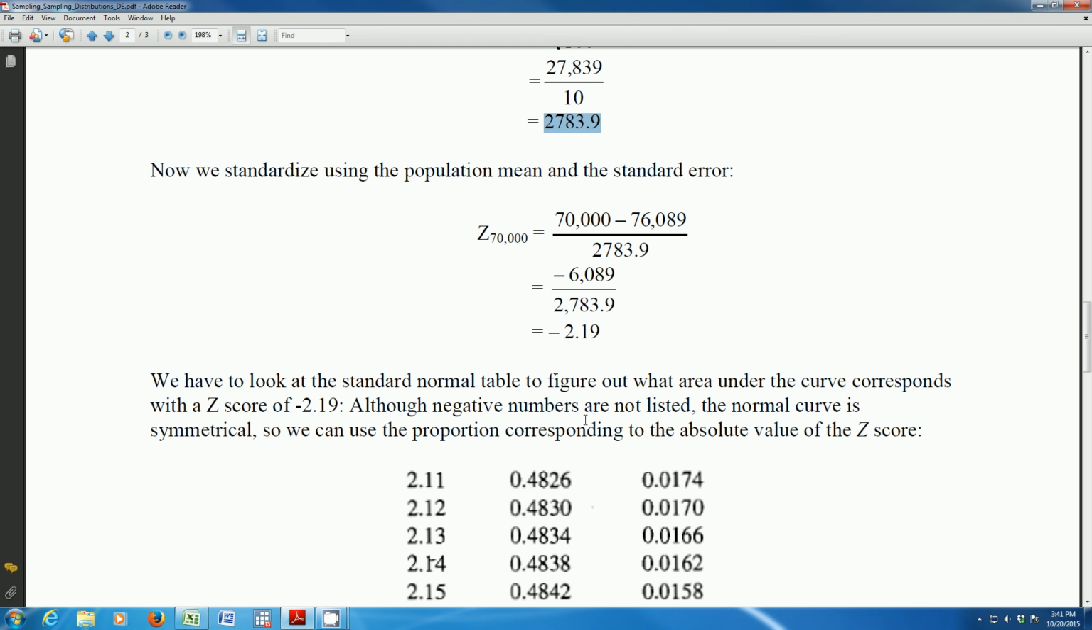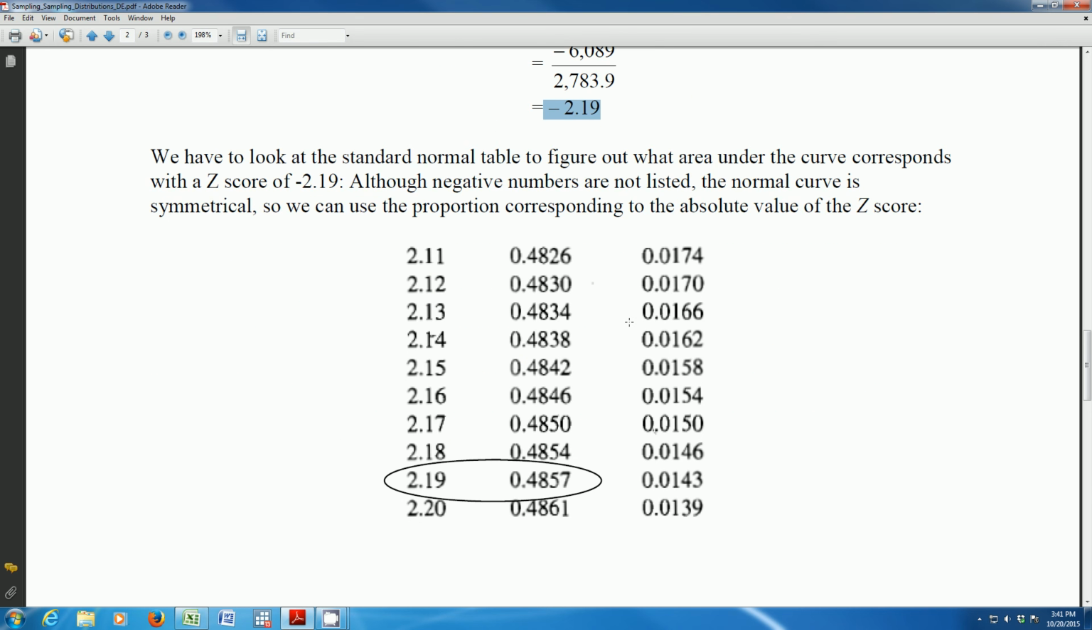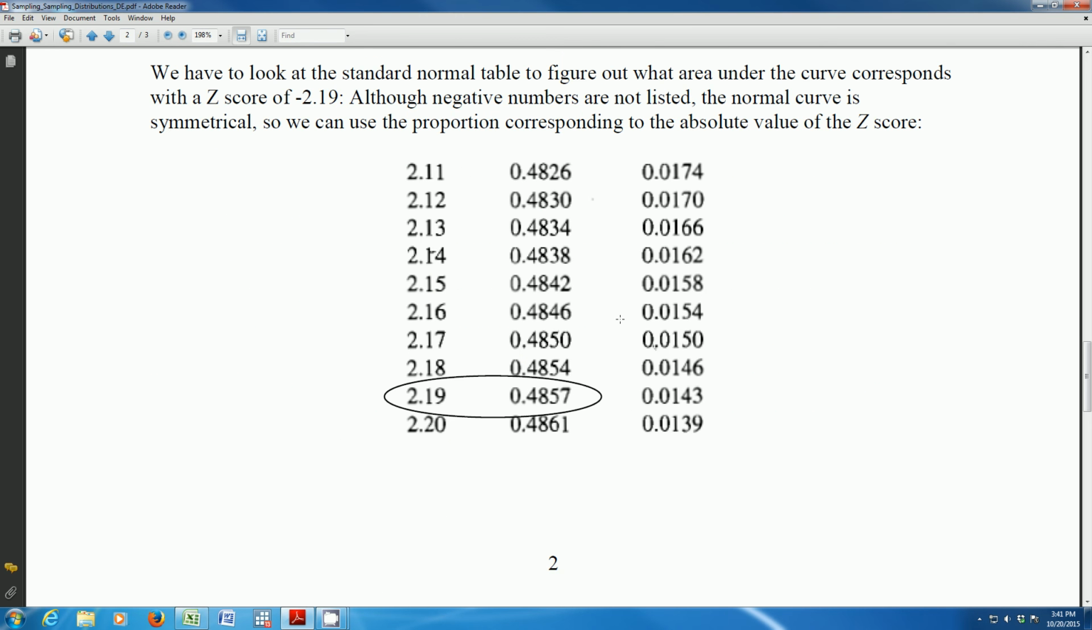Now we can calculate our first z-score, the one for 70,000. We take our sample mean, 70,000, subtract the true population mean, 76,089, and divide by our standard error, 2,783.9. When we do the arithmetic, we get a value of negative 2.19. Negative 2.19 is not going to be listed in our standard normal table, so we have to look up the positive value in the table.